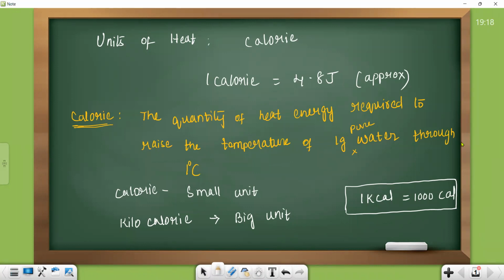So now we are saying that heat is measured in calorie. Then why does joule come here? Heat is nothing but a form of energy. As energy is measured in joule, you can measure heat in joule as well.